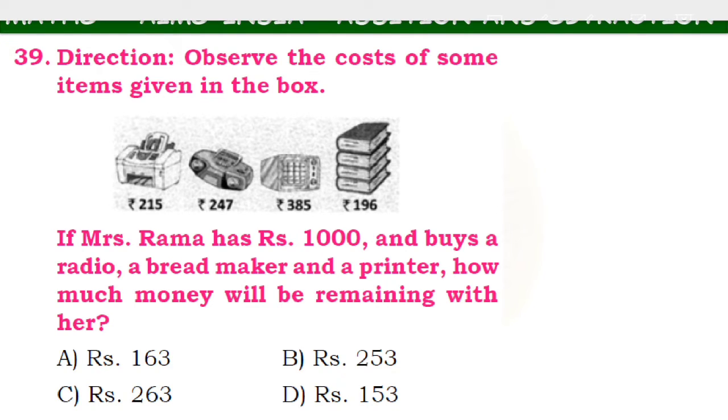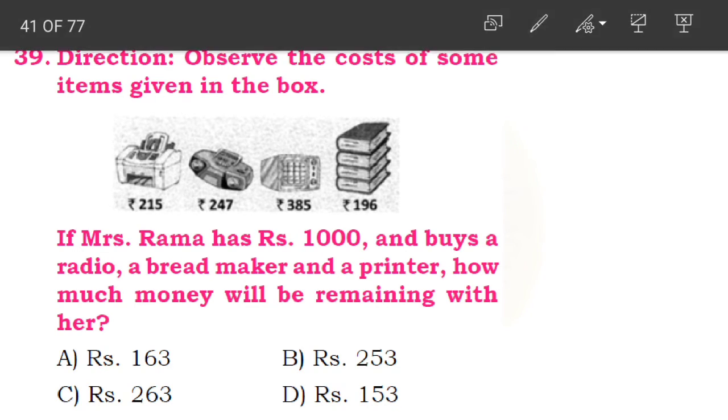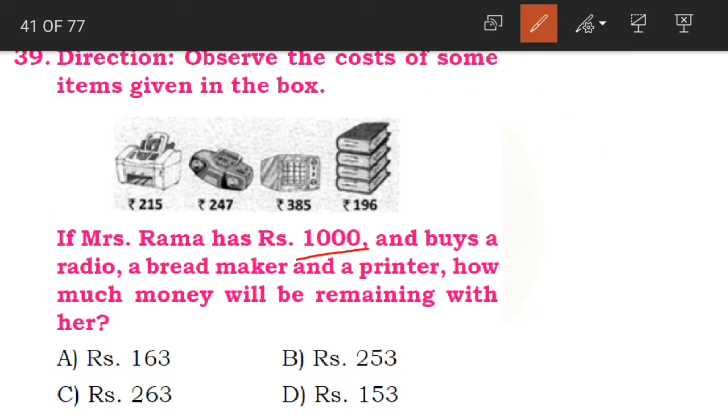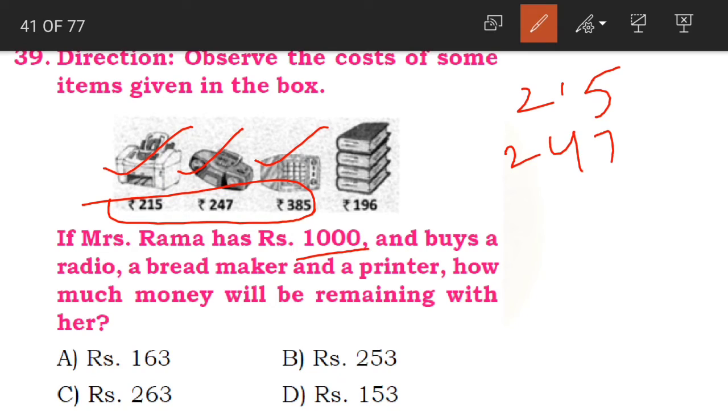Moving on to question number 39. Now again, if here the costs are given, and if Ramana has 1000 rupees and buys a radio, a bread maker and a printer, how much money will be remaining with her? We need to add all these together. First we need to find out the total cost. 215 plus 247 plus 385.